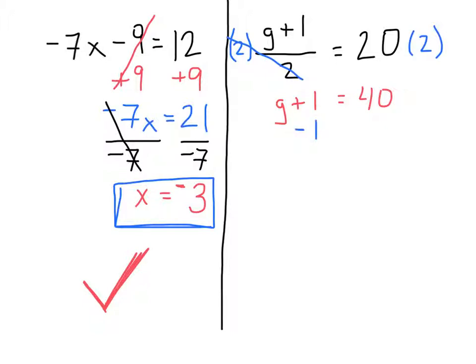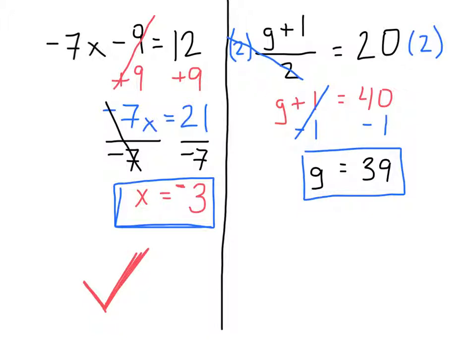So instead of plus 1, we are going to subtract 1 from both sides of the equation. So minus 1 on the left side of the equation, minus 1 on the right side of the equation. So the plus 1 and the minus 1 cancel out, so all that we have left is g on the left side of the equation. And on the right side of the equation, 40 minus 1, which is equal to 39. So the answer that we are getting is g is equal to 39.